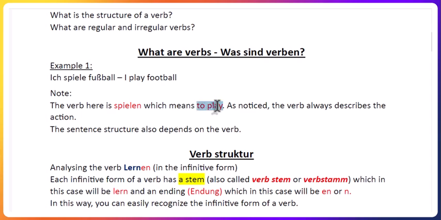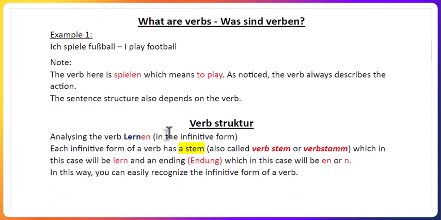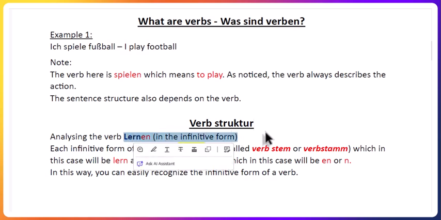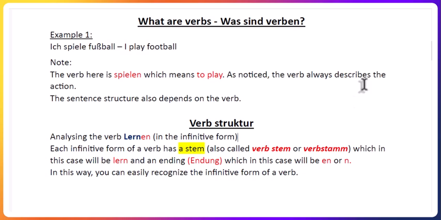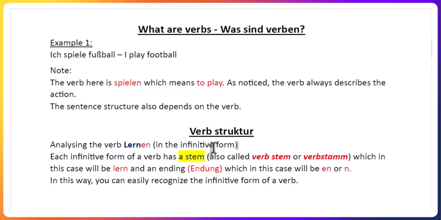Alright, to play. To play is a verb in the infinitive form. Analyzing the verb learning, it is in the infinitive form, which means to learn. Okay, I think it's to learn. Into to learn, emphasis in a sentence.